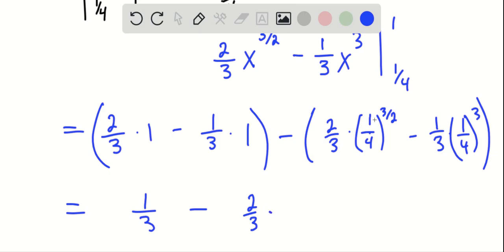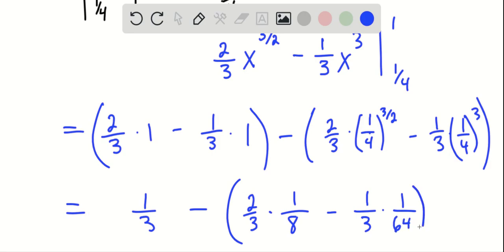The square root, well, 1 to any power is still 1, but the square root of 4 is 2, cubed is 8, 2 times 2 times 2. And then this one, I don't know if you even know, but it'd be 1/3 times 4 times 4 times 4 is 64.